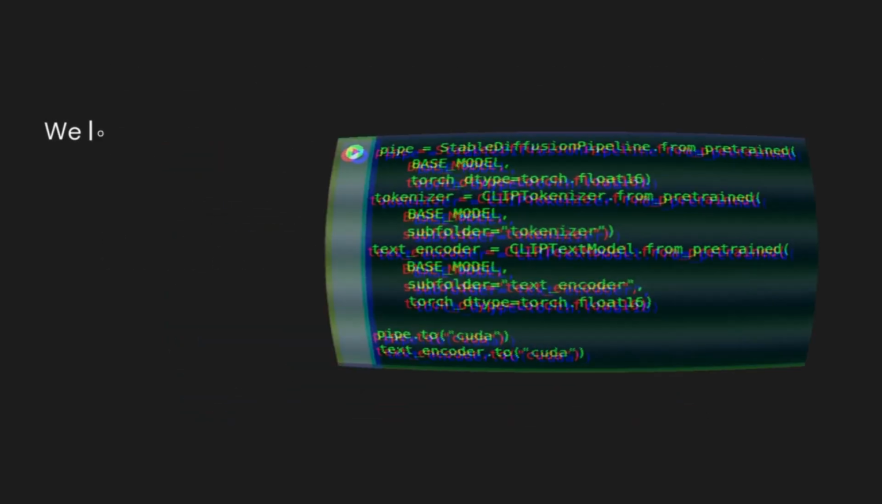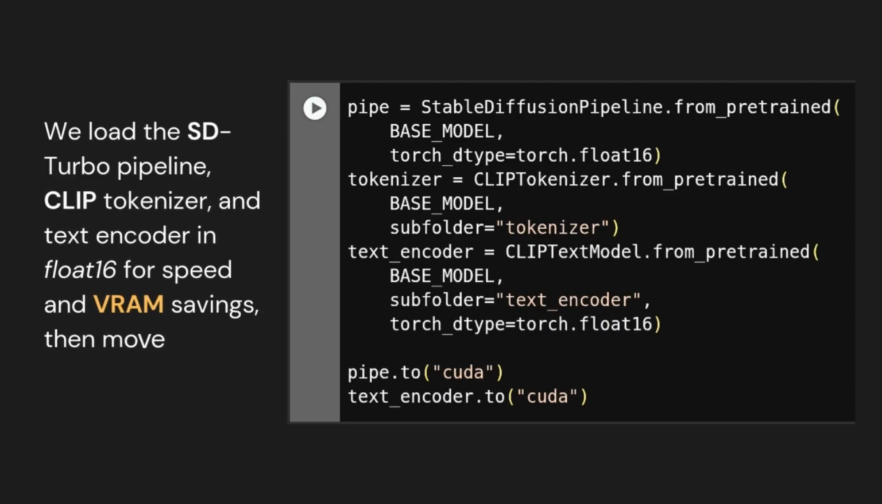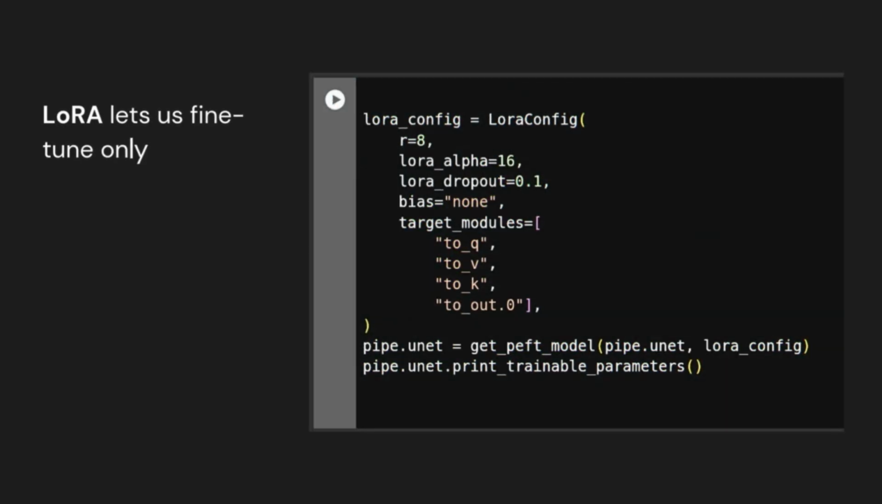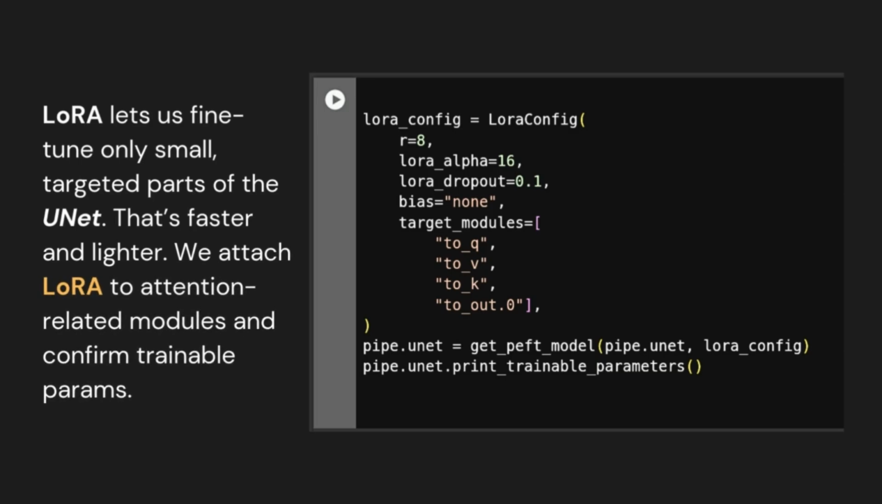Step 3, load model and tokenizer. We load the SD Turbo pipeline, CLIP tokenizer, and text encoder in float16 for speed and VRAM savings, then move them to the GPU. Step 4, configure LoRA. LoRA lets us fine-tune only small, targeted parts of the UNet. That's faster and lighter. We attach LoRA to attention-related modules and confirm trainable params.